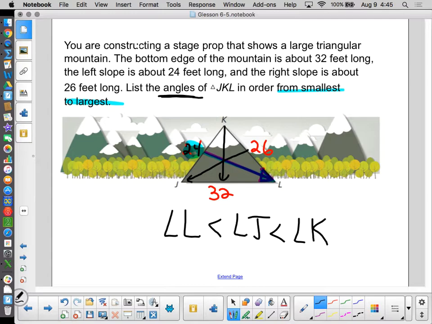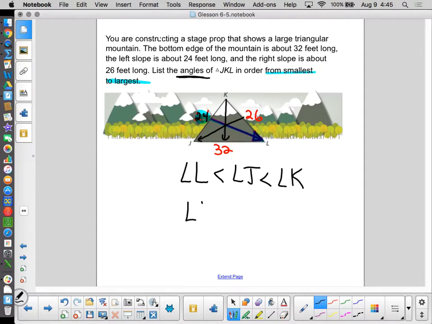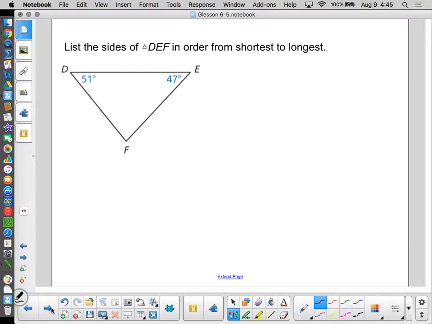So we could do it that way. Also, since it just asks you to list them, you could just say angle L, angle J, angle K without the inequalities. That would be a list of angles from smallest to largest, and that's just fine. But deciding which one's smallest, which one's largest, not that difficult.